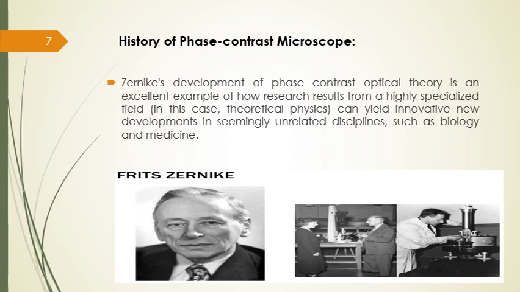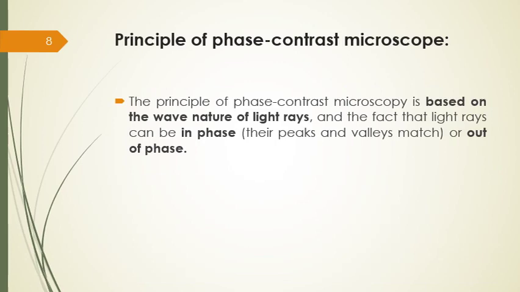Basically, the principle of phase contrast microscopy is based on the nature of waves. Either the light waves or light rays are in phase or out of phase. Light rays are in phase when their peaks and valleys match, and if their peaks and valleys are not matched, then the light rays are out of phase. This is the basic principle of contrast.